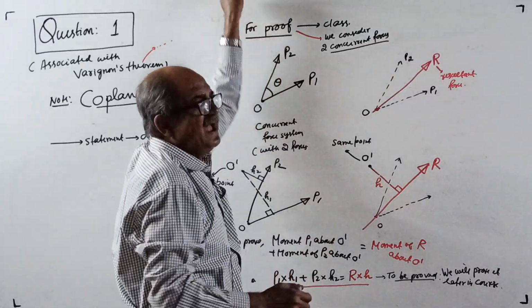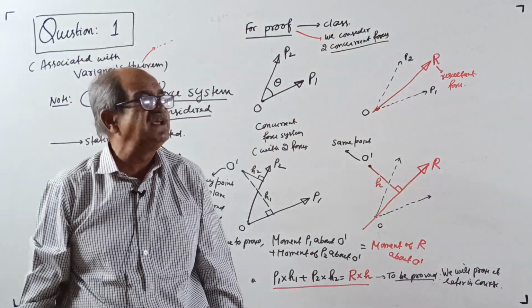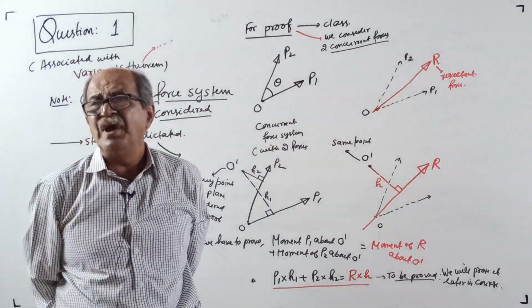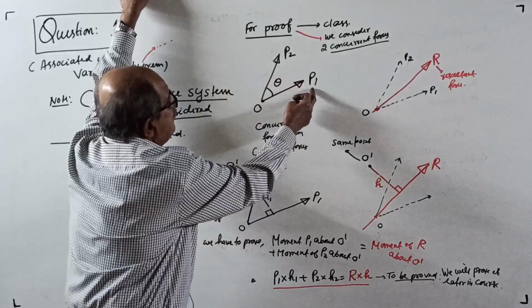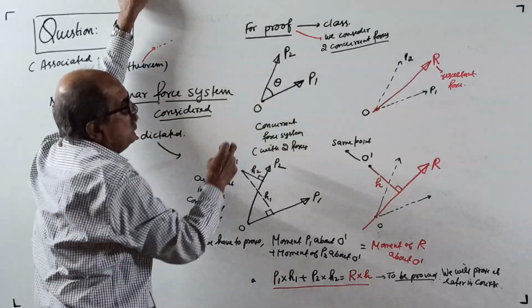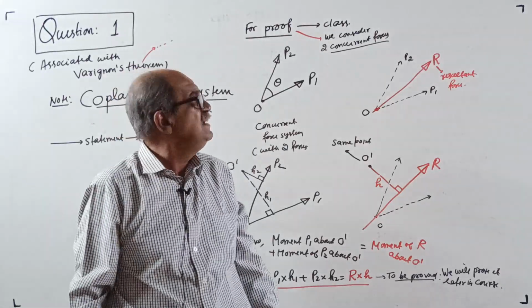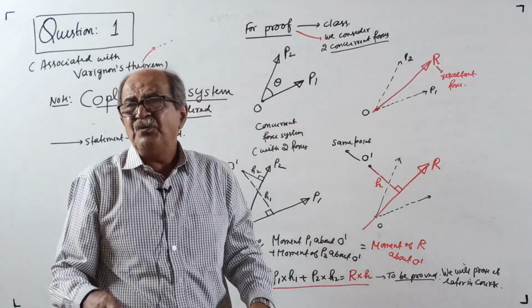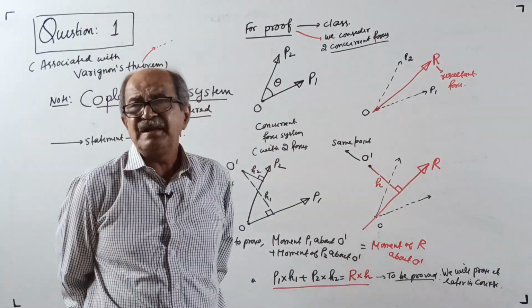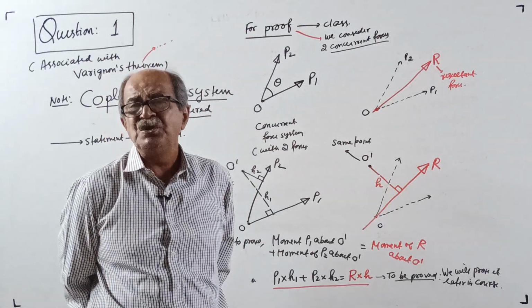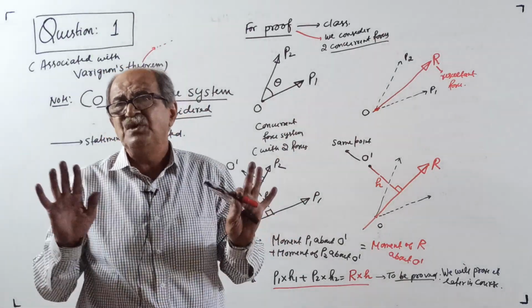In any textbook, wherever you go, or in a university examination, when they ask you to state and prove Varignon's theorem, people will write, "Consider two forces P1 and P2 passing through a point O, let R be the resultant." They will do it that way. That means a proof for a parallel force system, you can see nowhere. A proof for a random coplanar force system, you cannot see. Only for two concurrent forces is the theorem proved.